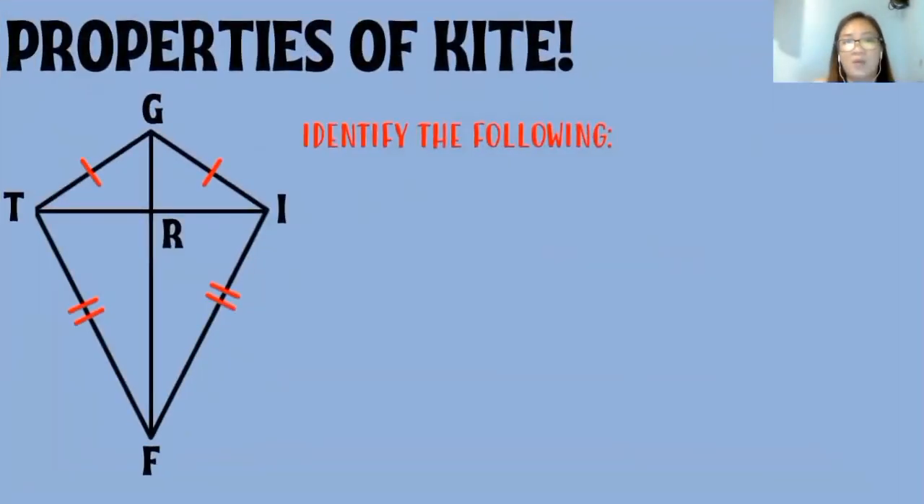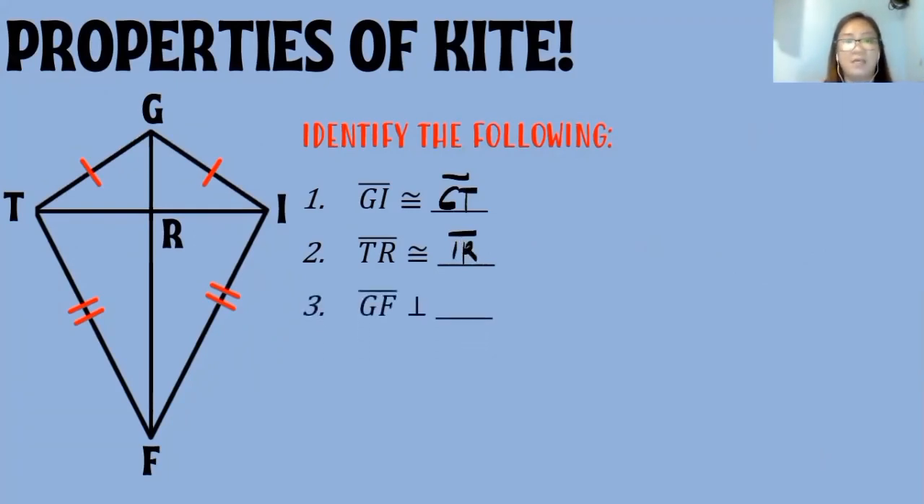Before we end our lesson for kite, let's have a short quiz. Let's just identify the following or fill in the blank. Segment GI is congruent to, yes, you are right, segment GT based on the tick marks. Segment TR is congruent to segment IR, or RI. Segment GF is perpendicular to segment IT. This is based on the first property that the diagonals of a kite are perpendicular.